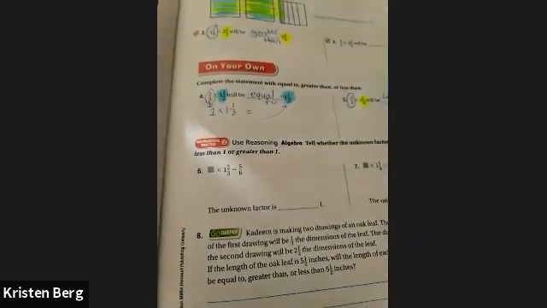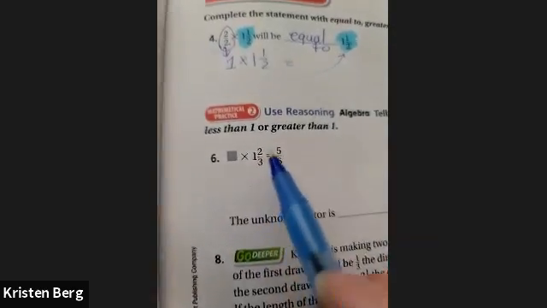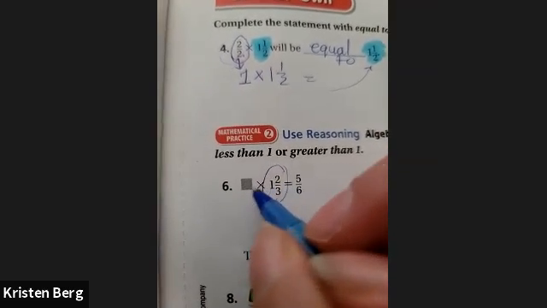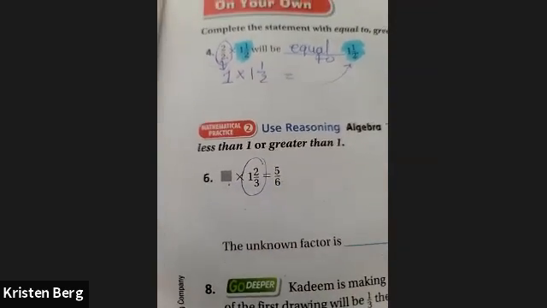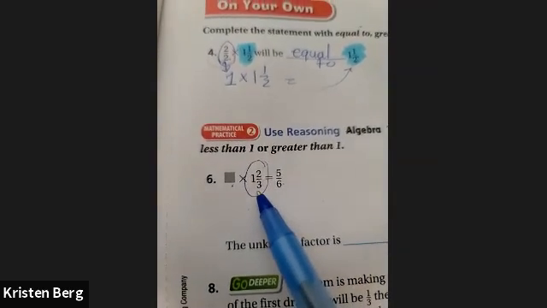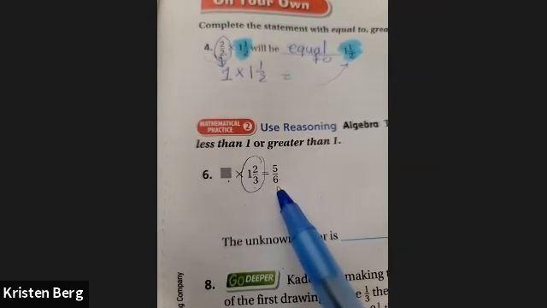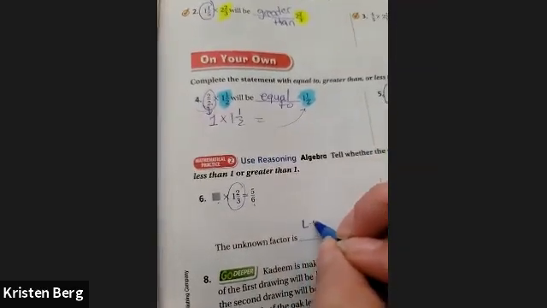Okay, here they were wondering, tell whether the unknown factor should be less than 1 or greater than 1. So look, what they did here is they took 1 2/3. They multiplied it by something, and then it got 5/6. So what happened to this number? It was 1 2/3, and then it went to 5/6. So did it just get smaller, bigger, or equal to? It actually got smaller.